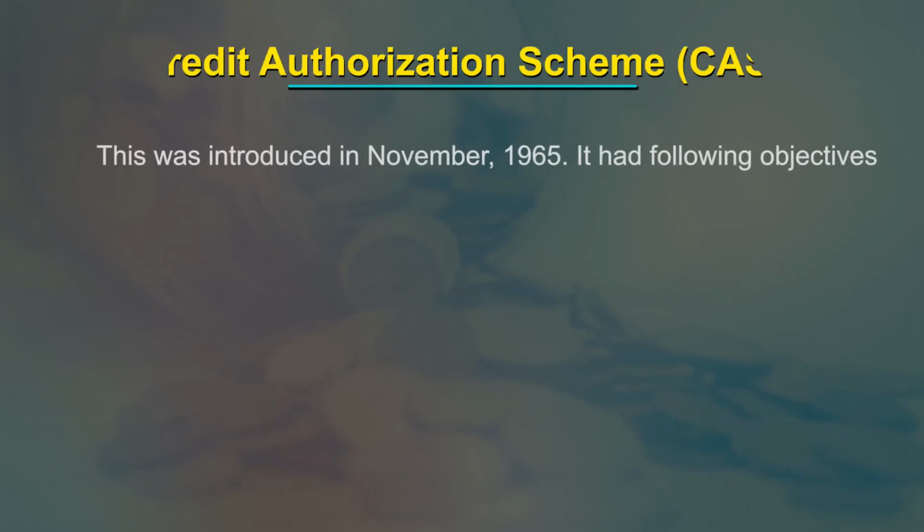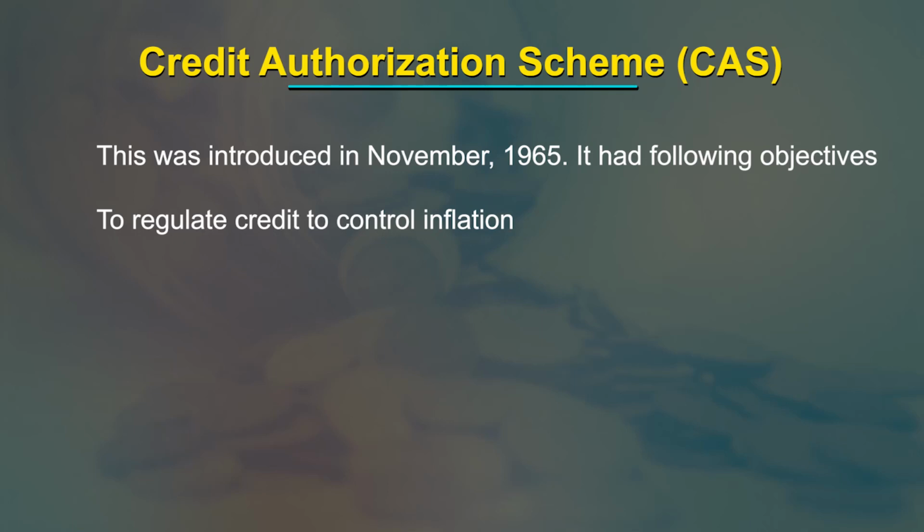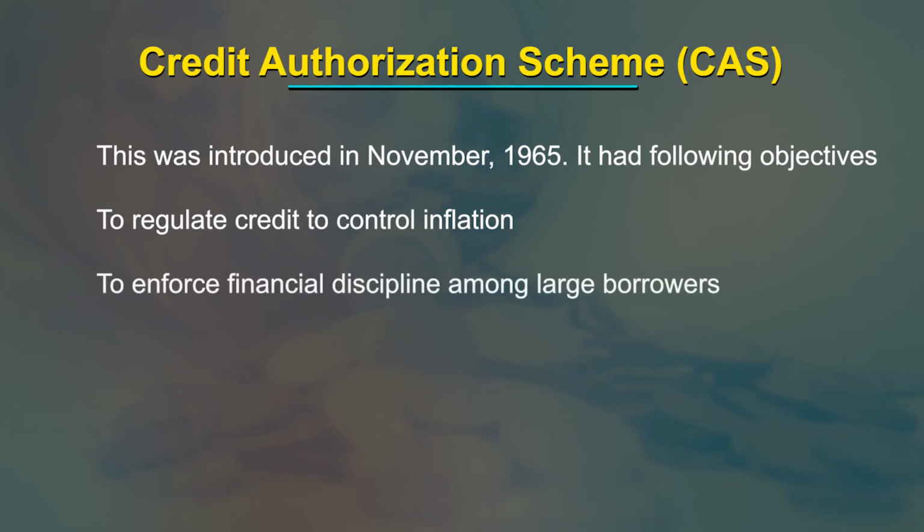But this part is very important. This is the credit authorization scheme of the central bank, and this was introduced in 1965. The main target is again regulating the credit and controlling inflation, to enforce financial discipline in the system, particularly for large borrowers. There is a tendency, particularly in developing countries like us, that we may have money laundering cases and credit defaulters. So how to control these large borrowers? This has been mentioned here, and this has been used by the central bank.